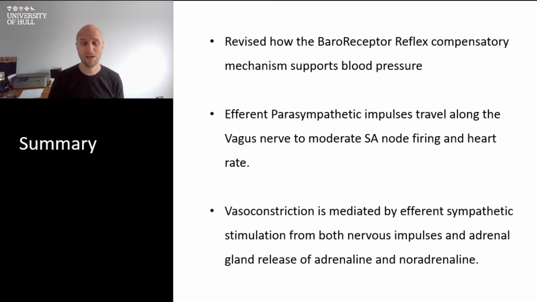So in summary, we've revised how the baroreceptor reflex compensatory mechanisms support blood pressure. We've said that the efferent parasympathetic impulses travel along the vagus nerve to moderate the SA node firing and the heart rate, and that vasoconstriction is mediated by efferent sympathetic stimulation from both nervous impulses and adrenal gland release of noradrenaline and adrenaline.